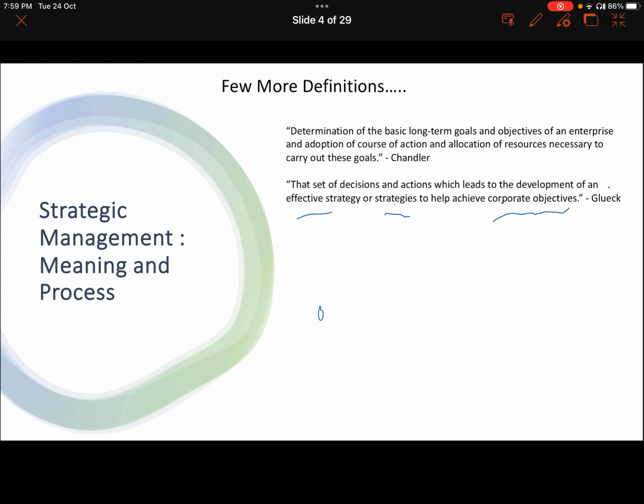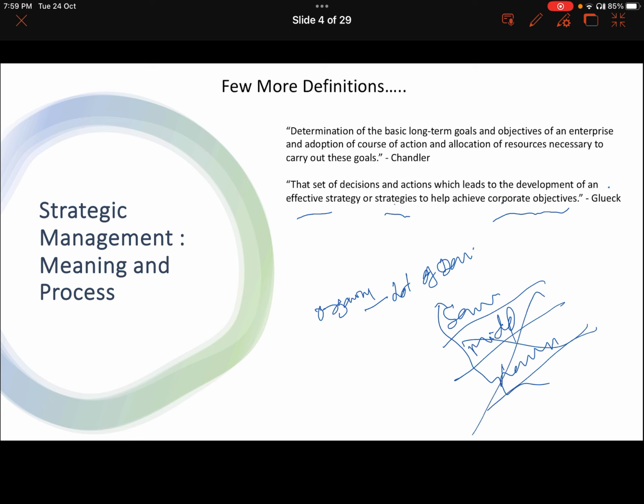See, in any organization, there will be a lot of decisions. Every part of the organization, there is a senior management, middle management, and lower management, right? Everybody will take decisions. But strategic management does not deal with these things. It deals with senior management decisions, which help to achieve corporate objectives. Clear, guys? According to Glueck, strategic management deals with any action or any strategy which helps to achieve corporate objectives.